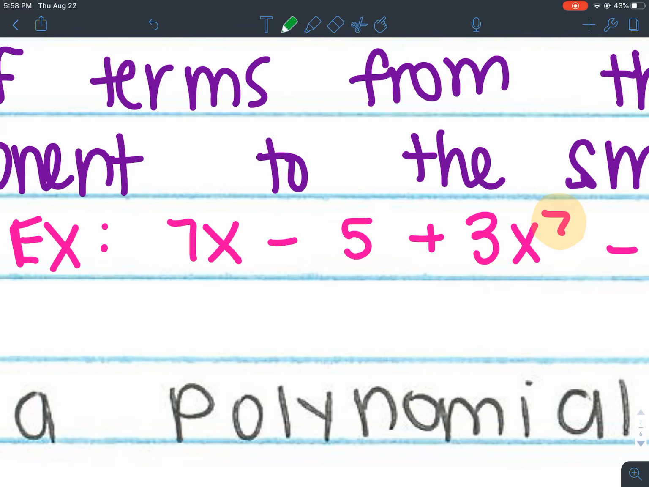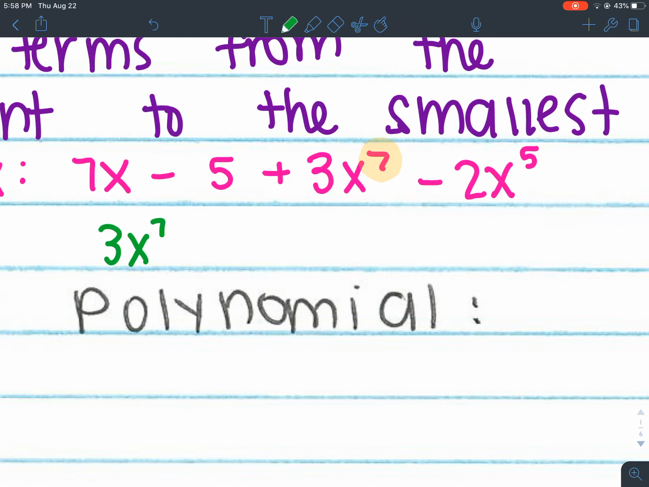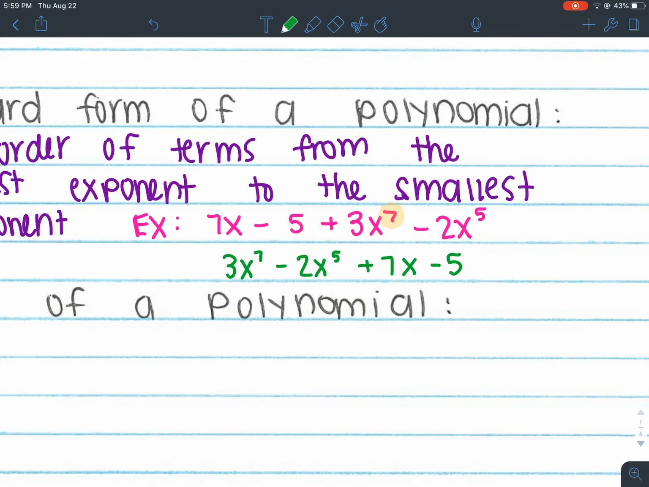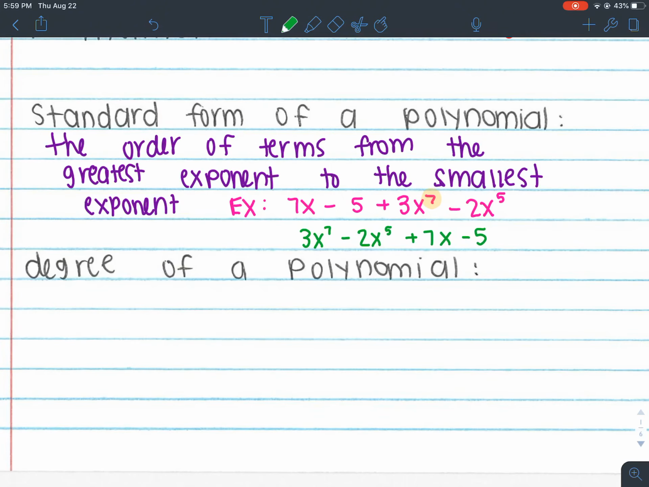So the first term is going to be first, which is 3x to the 7th. And then you're going to list it from the next largest, which is going to be the 5. So we're going to have minus 2x to the 5th. And then we have plus 7x. And the reason why it's a plus is because the 7x is positive. And then we have minus 5. So that's the reordering of it. We reorder from greatest to the smallest.